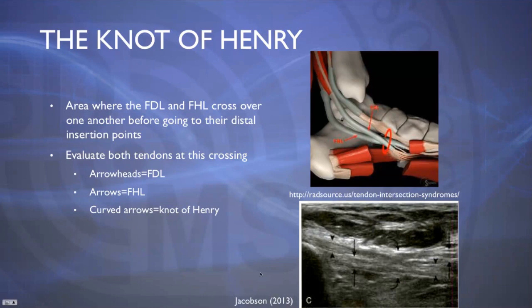This is showing it more sonographically. It's a bit more subtle than the diagram. The arrowheads here are showing the flexor digitorum longus. The arrows are showing the flexor hallucis longus, and then the curved arrows are showing where they cross, and this is that knot of Henry.